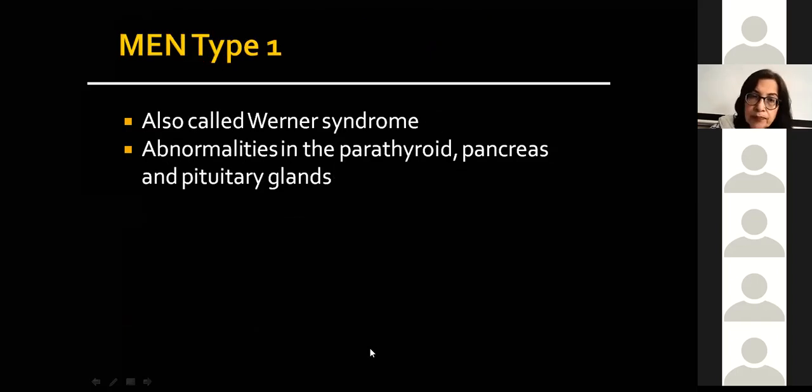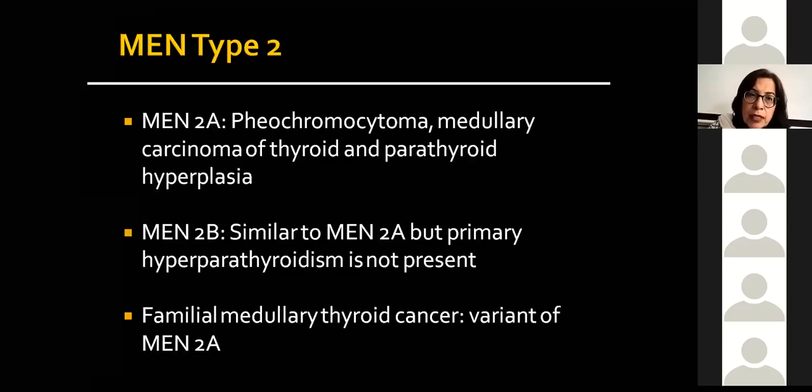Okay? MEN type 1 is also called Werner's syndrome. In this, there are 3 P's. P, parathyroid, pancreas, pituitary. 3 P's are there. MEN type 1, Werner's syndrome, you remember pituitary, parathyroid, pancreas. 3 P's are there. Okay?